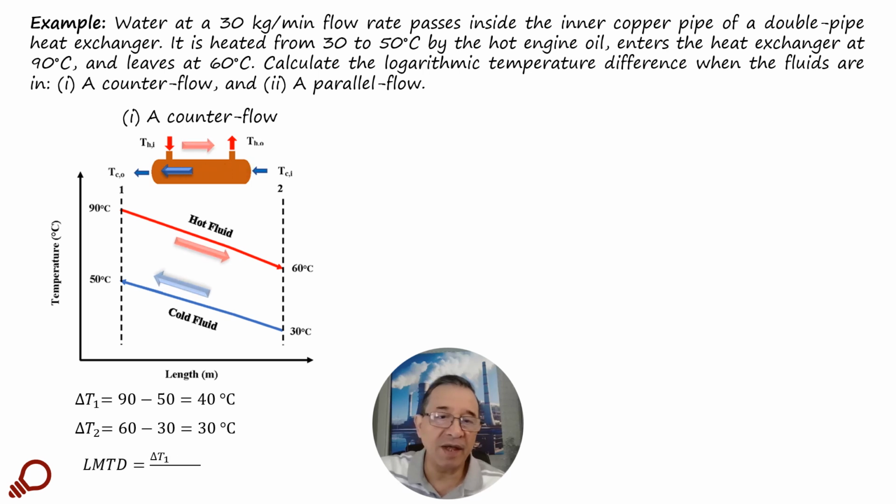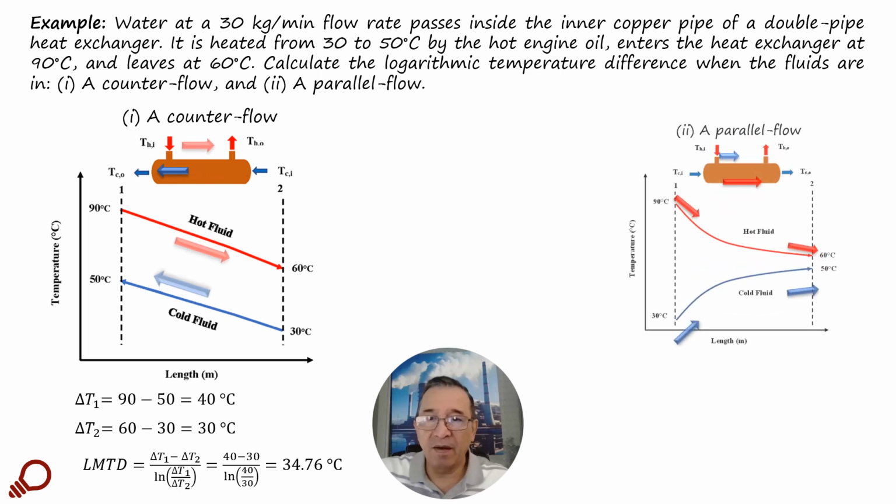If we apply the logarithmic mean temperature difference equation, delta T1 minus delta T2 divided by the natural logarithm of the ratio between delta T1 and delta T2, and substitute these values of delta T1 and delta T2, then the final result will be 34.76 degrees Celsius, which represents the logarithmic mean temperature difference for the counterflow.